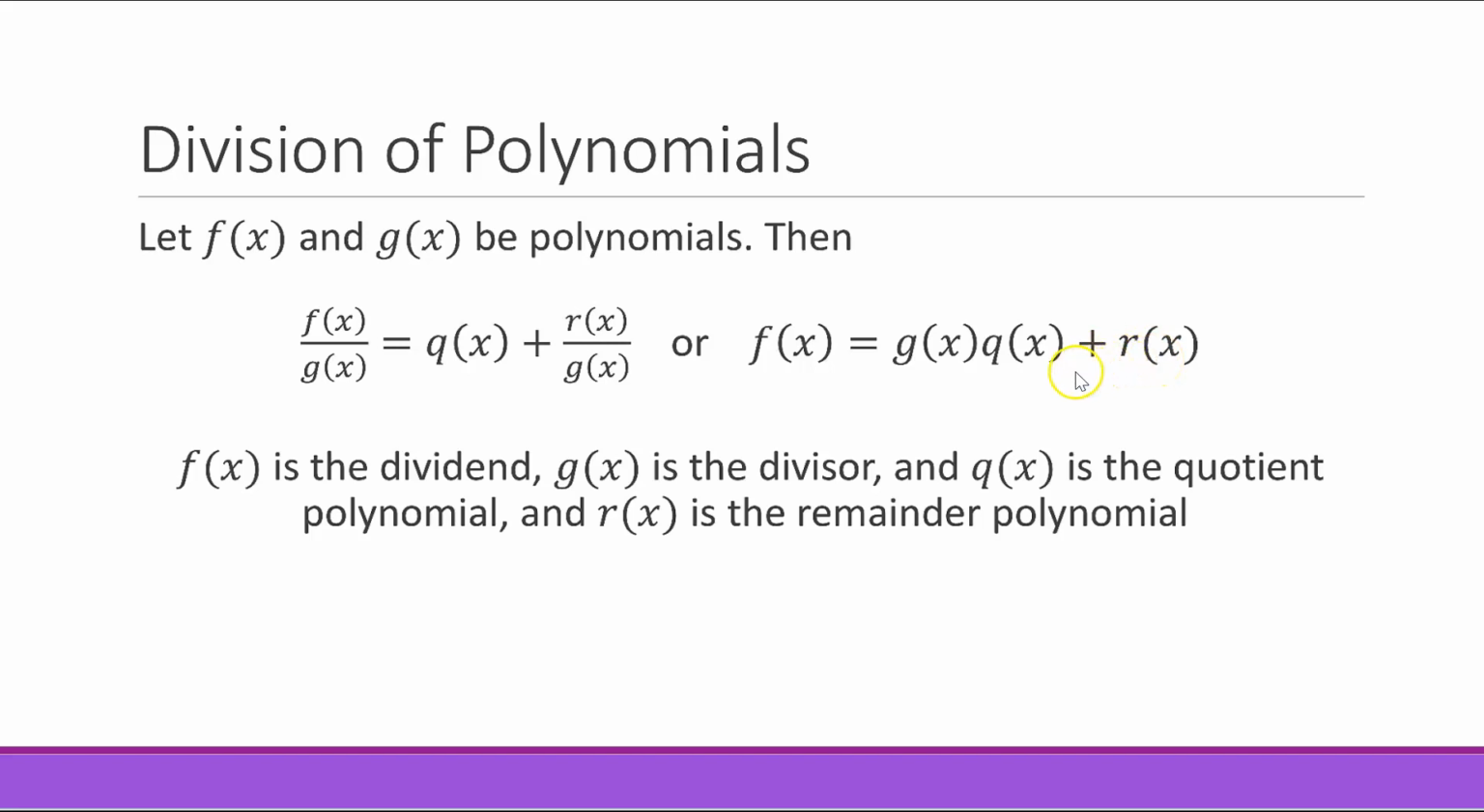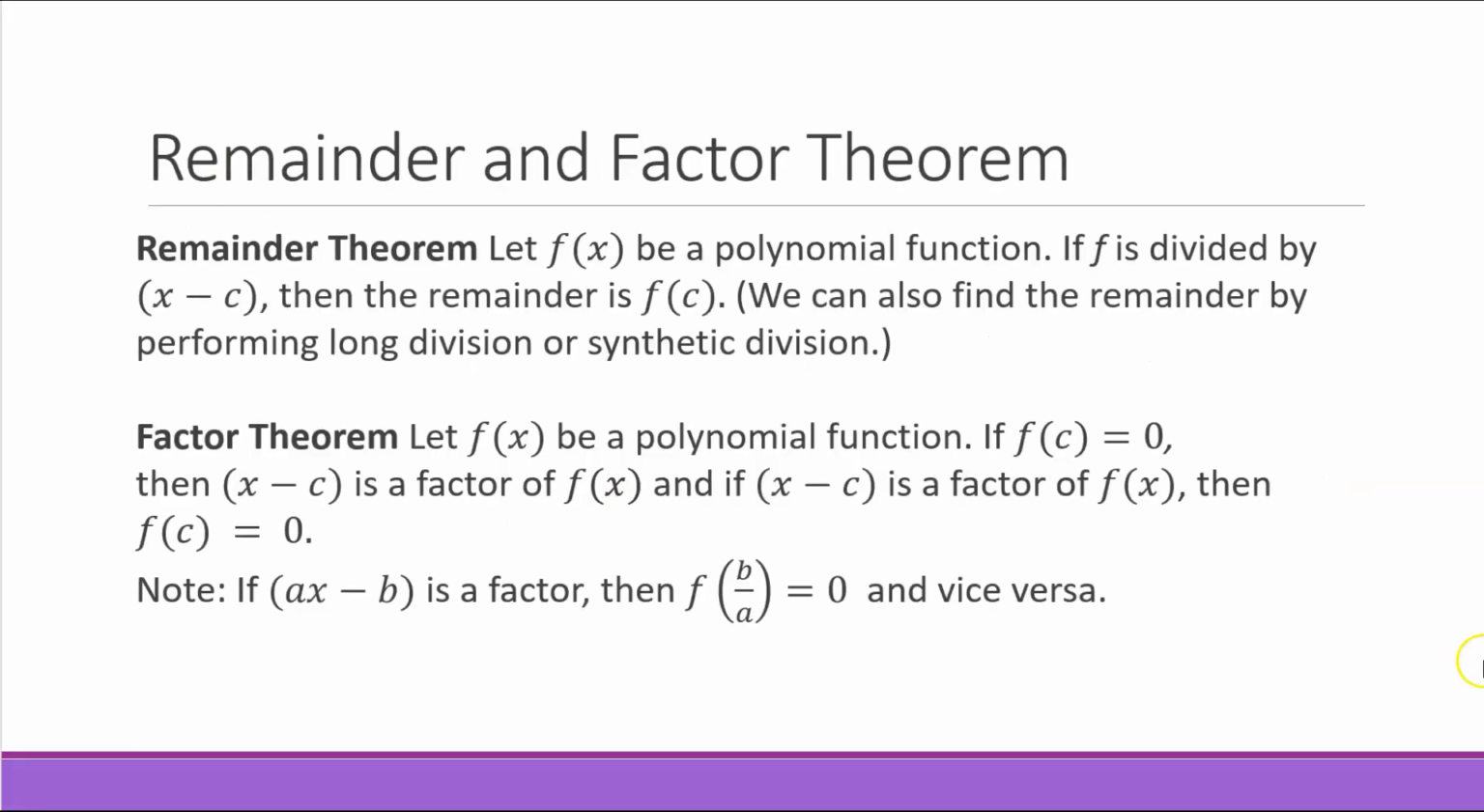So if you think about what we just did with numbers right now, all of this should feel kind of familiar with the quantities that we were just working with when they're in terms of numbers. So we say still with polynomials, f of x is the dividend, g of x is the divisor, q of x is the quotient polynomial, and r of x is the remainder polynomial. Now let's look at the remainder and factor theorem.